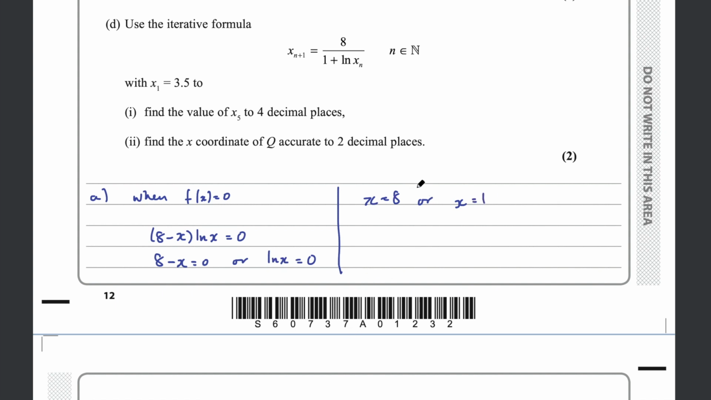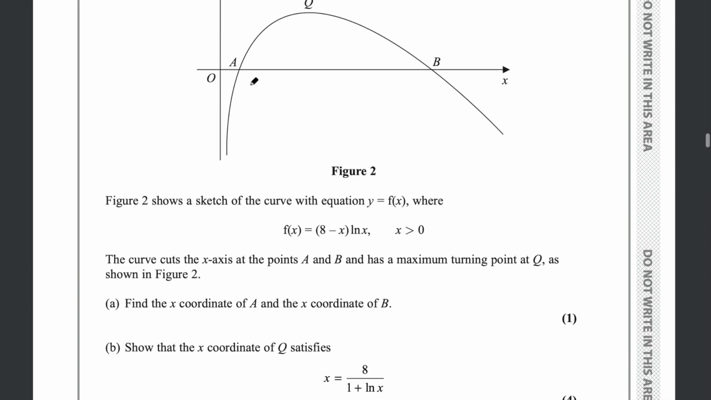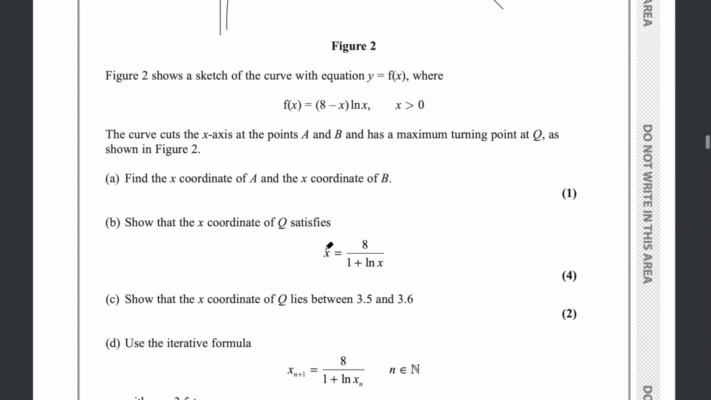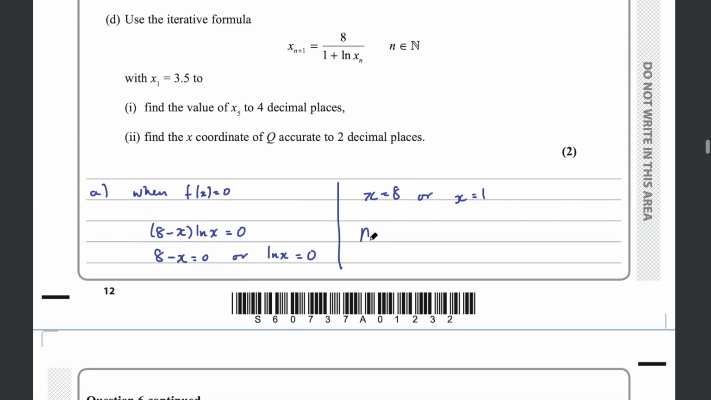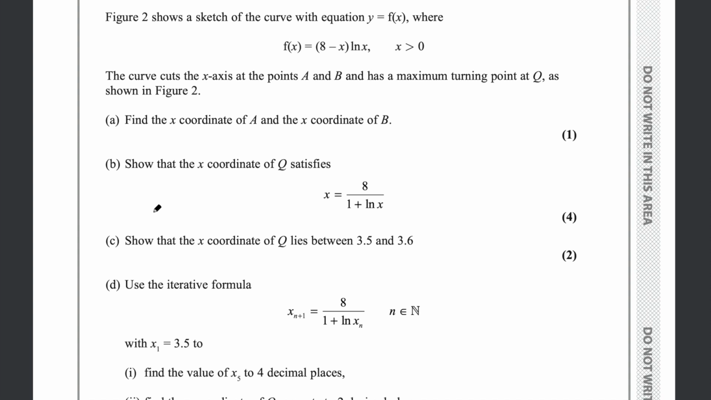So then look back at the graph. Well, A must be 1 and B must be 8. So we have the x-coordinates of A and B. A is x equals 1 and B is x equals 8. Okay, so that was part A. Part B says show the x-coordinate of Q satisfies x equal to 8 over 1 plus the log of x.